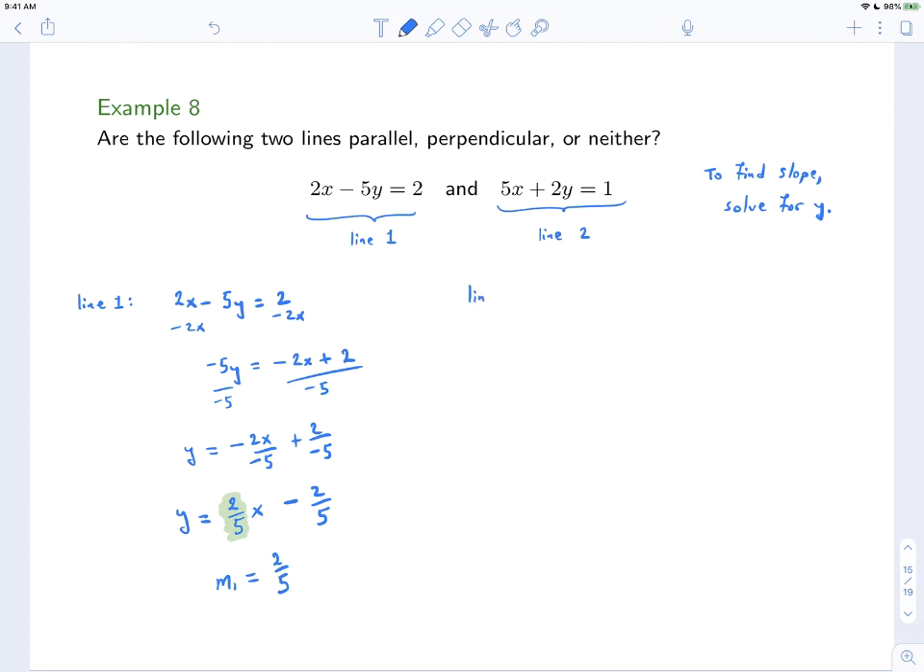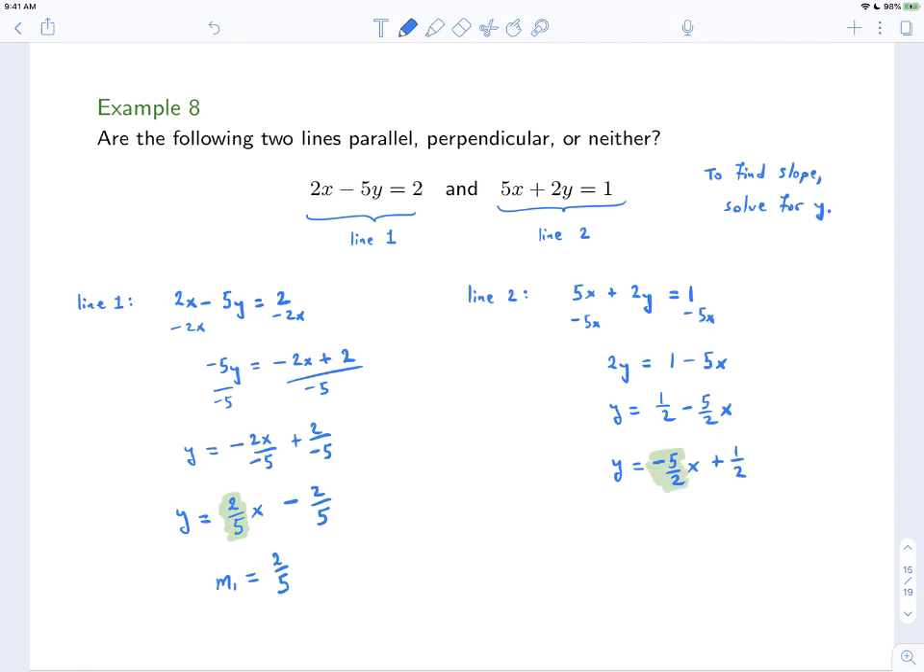Now let's look at line 2. We're going to do the same thing. 5x plus 2y equals 1. First we subtract 5x from both sides. So we'll have 2y equals 1 minus 5x. Now we divide by 2. y equals 1/2 minus 5/2 x. Now I've written this not exactly the way we normally do. Normally we put the x term first, so this would be y equals minus 5/2 x plus 1/2. And now the slope that we're interested in is right here.